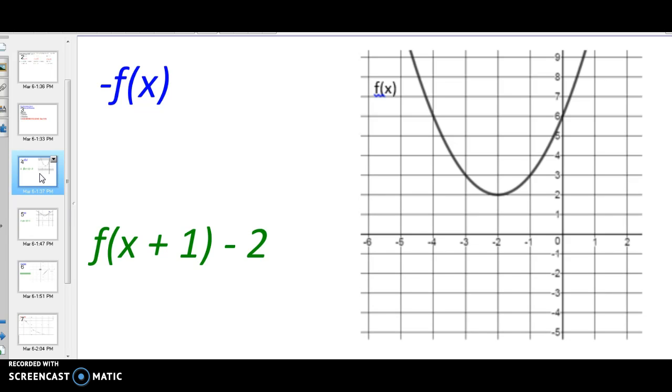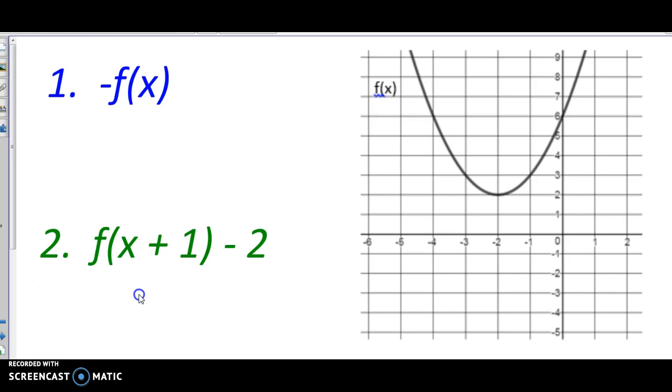Okay, so for number 1, we have this quadratic. It's function f of x, that's what we're calling it. And notice we have a negative sign outside in front. Okay, so from yesterday, is that a vertical reflection or is that a horizontal reflection? When the negative sign is outside of the function, that's a vertical change. Anything on the outside is vertical. Anything inside near the x would be horizontal. So this means I have to vertically reflect.